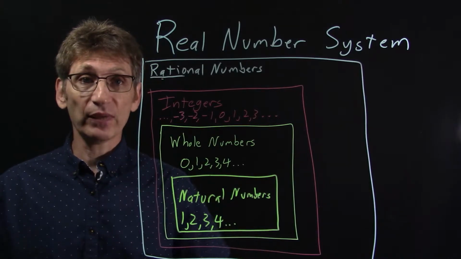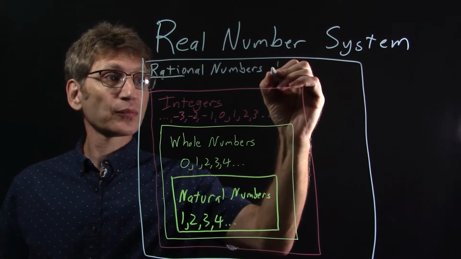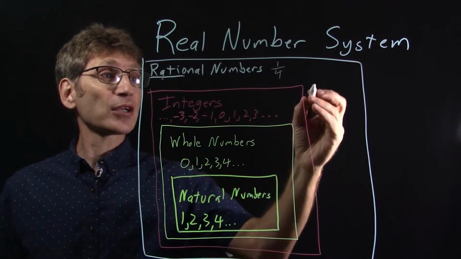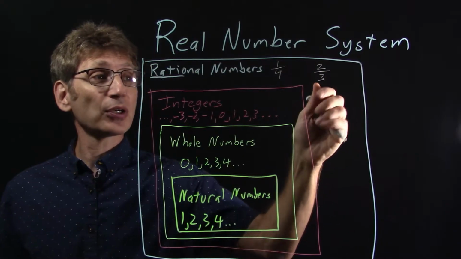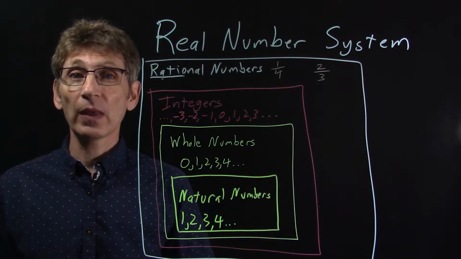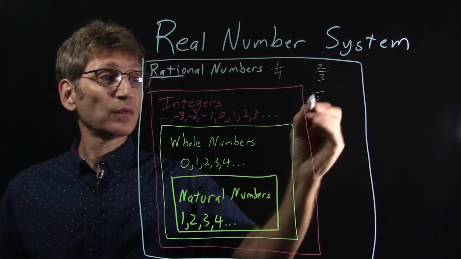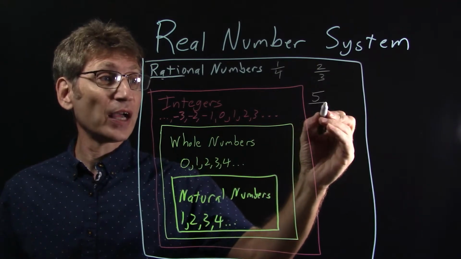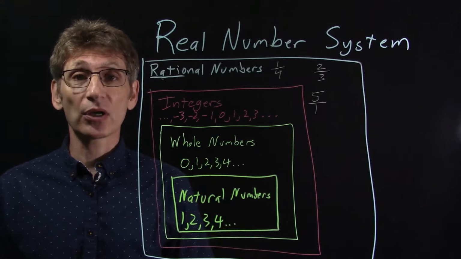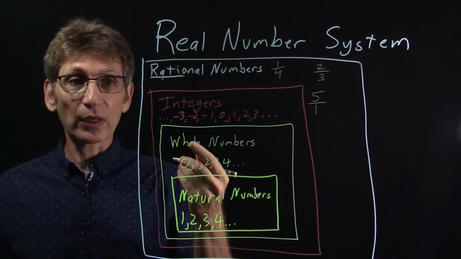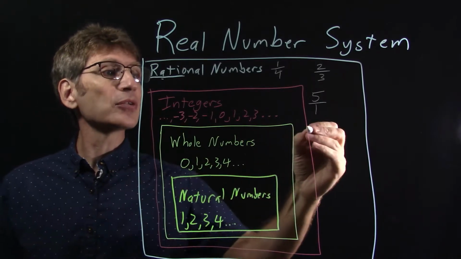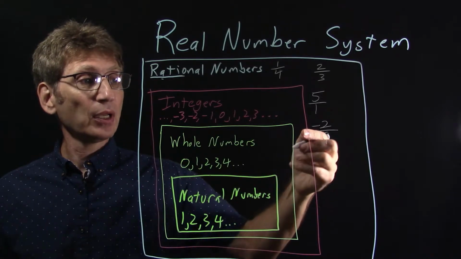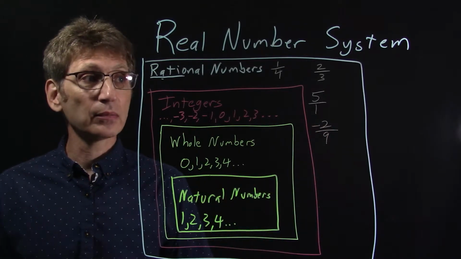Let's look at a few examples of this. Here's a rational number, 1/4. It is the ratio of 1 to 4. Another rational number, 2/3. It is a ratio of 2 to 3. Another rational number, 5. Hey, but wait, I don't see a ratio there. We can write this as the ratio of 5 to 1, and that shows that this is also a rational number. We can use negative numbers. Some of our integers are negative, so I could have -2/9. That is a rational number. It's a ratio of -2 over 9.